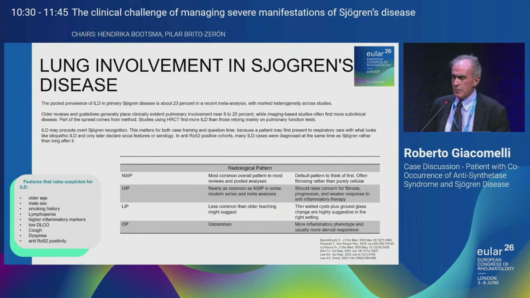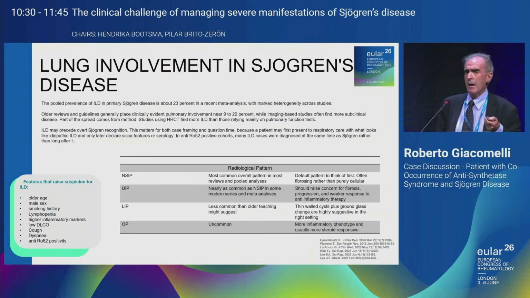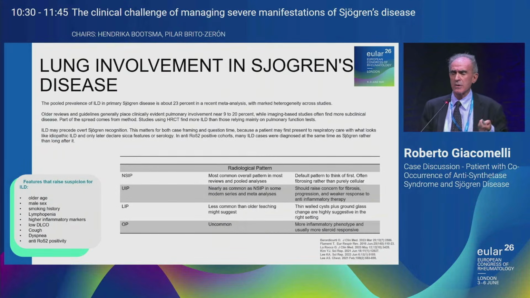In the past, we supposed that lymphocytic interstitial pneumonia was the pattern more commonly associated with Sjogren disease, but in the last years, this opinion is changing. And the uncommon presentation in the radiologic pattern is the organizing pneumonia. This is uncommon, but is probably the condition showing the best outcome because it's rapidly sensitive to corticosteroids treatment.